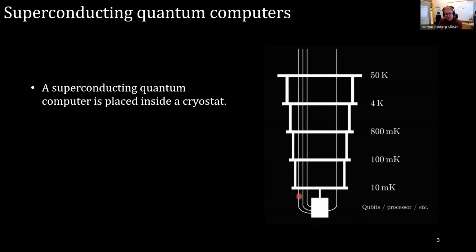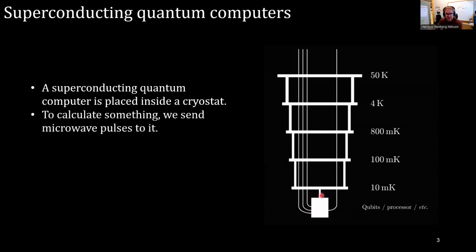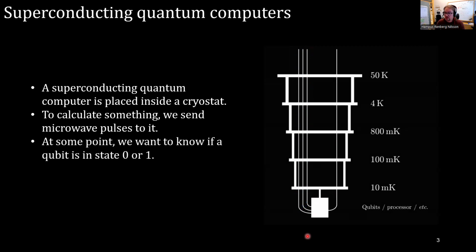And then we have lines coming in and we have lines coming out. And to calculate something, we essentially send microwave pulses down on these lines. And then the quantum processor can calculate something. But to know the result, at some point we need to read a qubit out and to know if it's in state 0 or state 1. So then we send a readout pulse, goes down, it interacts, and then it comes out with the information.